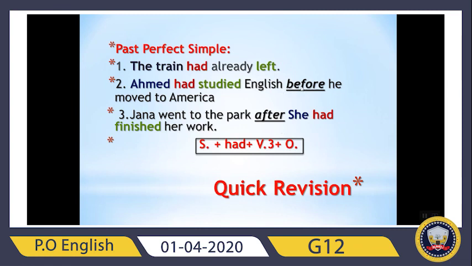Now I want to make a quick revision about before and after. I said before is opposite of after. Before it we put past perfect, and after it we put past simple, moved. The opposite is after. Before it we have past simple, and after it we have past perfect, had plus verb 3. So before it past perfect, after it past simple.